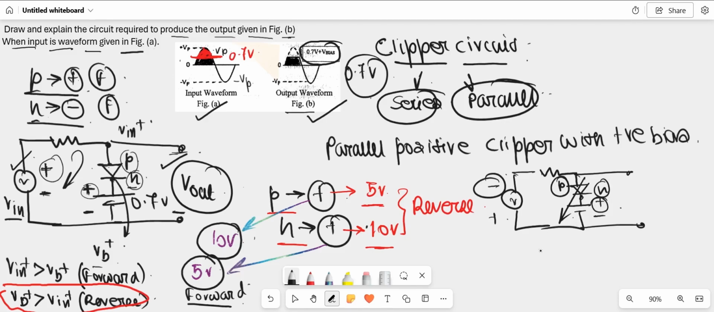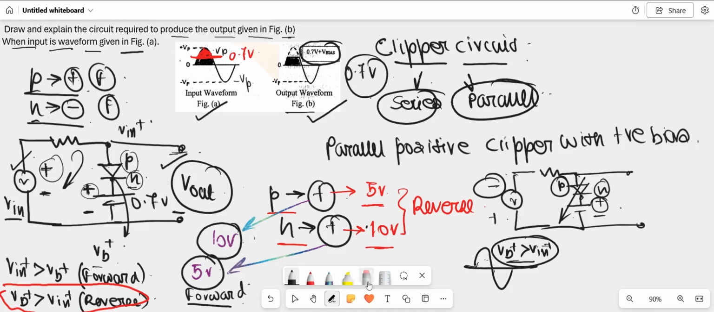So what happens is that during the positive half cycle, suppose this is a sinusoidal waveform, we will only get the output voltage up to the point when VB positive is greater than V in positive. As soon as this condition exists, we will get the output voltage. And as soon as this condition gets violated, when V in positive becomes greater than VB positive, we won't get any output voltage. And during the negative half cycle, as we can see, the diode will be reverse biased. So we will get the entire negative cycle at the output.